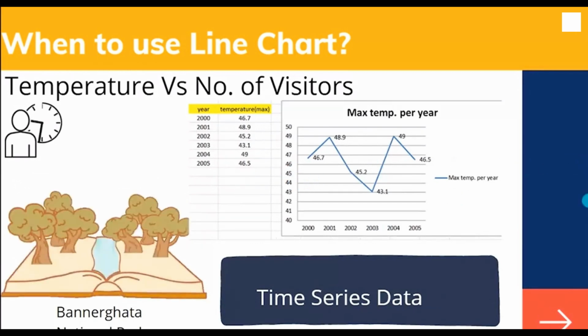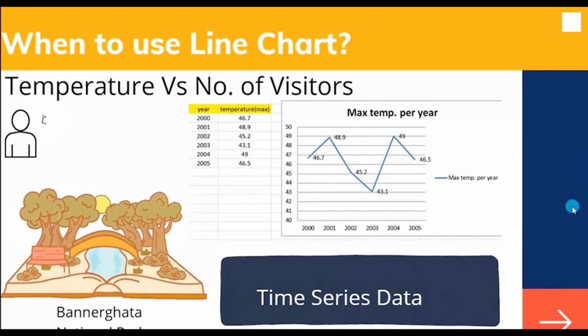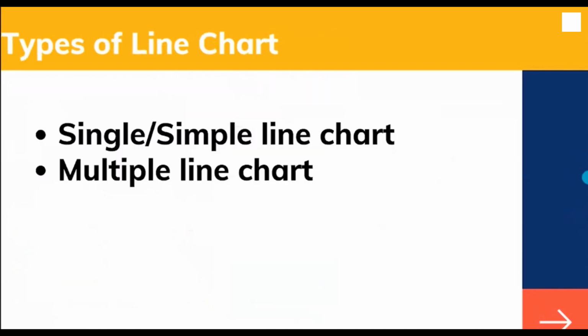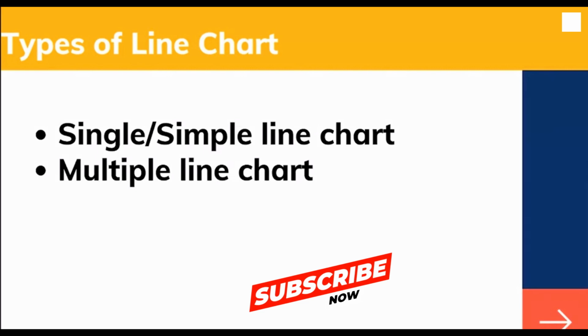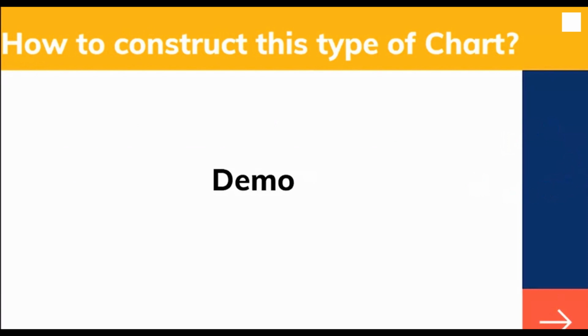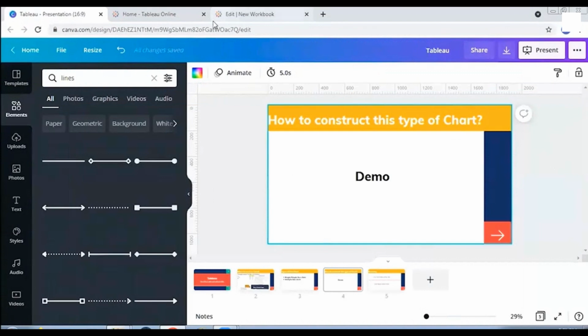So now that we have an understanding of the meaning of a line chart, and of course, in line charts you have two categories. One is your single or simple line chart, and the other one is your multiple line chart. Now we need to understand how we can do these two things in Tableau. So let's get inside our Tableau environment to understand how we can construct a line chart.